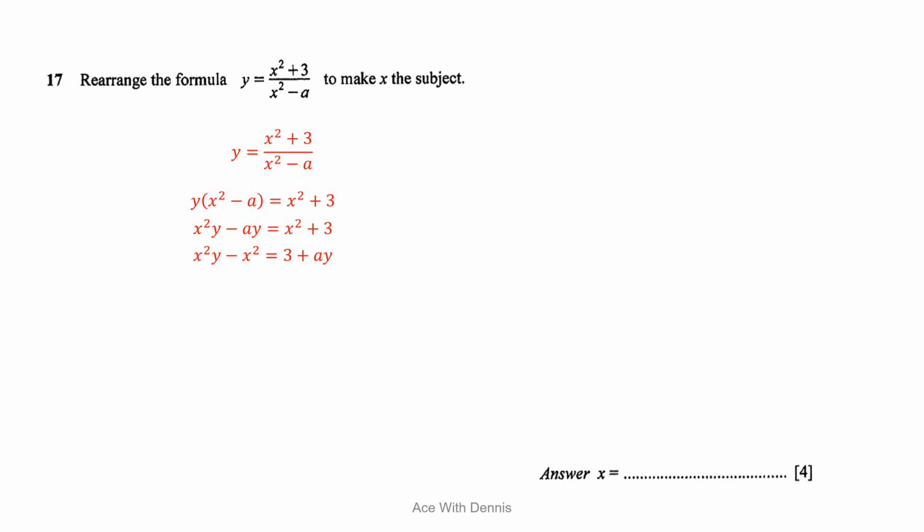Then we move the x term to the left hand side, and the other terms to the right hand side, which is x squared y minus x squared equals 3 plus ay. Then we factorize x squared, we get x squared bracket y minus 1 equals 3 plus ay. x squared equals 3 plus ay over y minus 1. So x will be plus minus square root of 3 plus ay over y minus 1. Hence, plus minus square root of 3 plus ay over y minus 1 is the answer.